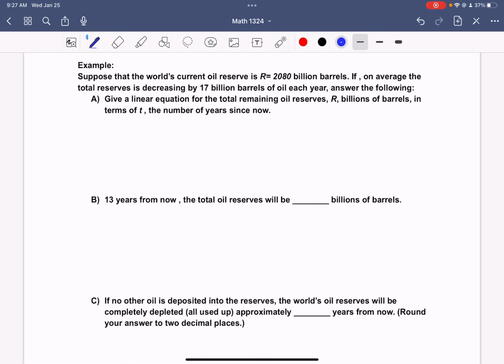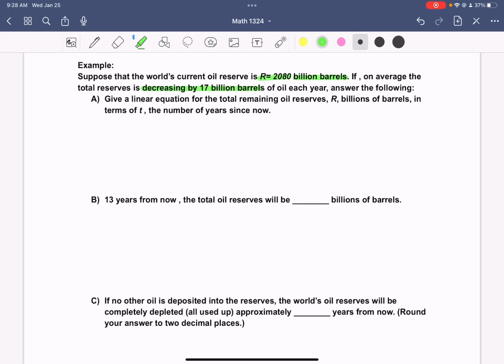It says, suppose that the world's current oil reserve is R equal to 2,080 billion barrels. If on average, the total reserves is decreasing by 17 billion barrels of oil each year, answer the following. So we've got a couple of different steps here. Before we go into A, B, and C, let's note some important data. Because you should be taking notes as you go, I would write that our oil reserve is 2080. This is in billions of barrels, so we need to make note of that. They also said it is decreasing by 17 billion barrels.